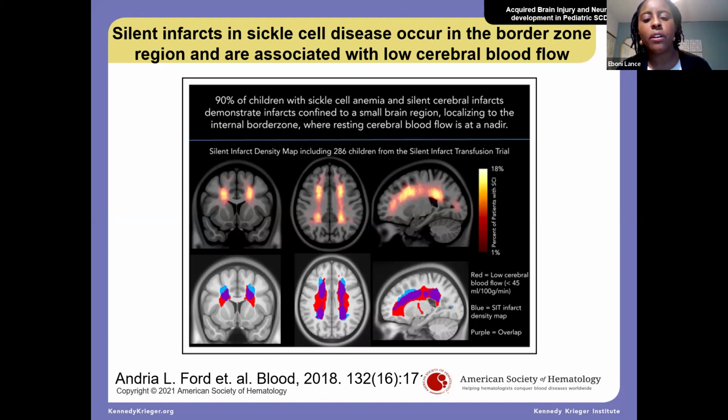The areas in blue are that same density map, the same regions shown in the heat map. And then in purple are the areas of overlap. So these areas of the brain that are being hit by these silent cerebral infarcts are areas associated with lower cerebral blood flow, kind of these watershed areas of the brain where there may not be enough blood supply to be sustained well when there are hits, when things like infection or acute anemia or dehydration are occurring. That's when these can happen.